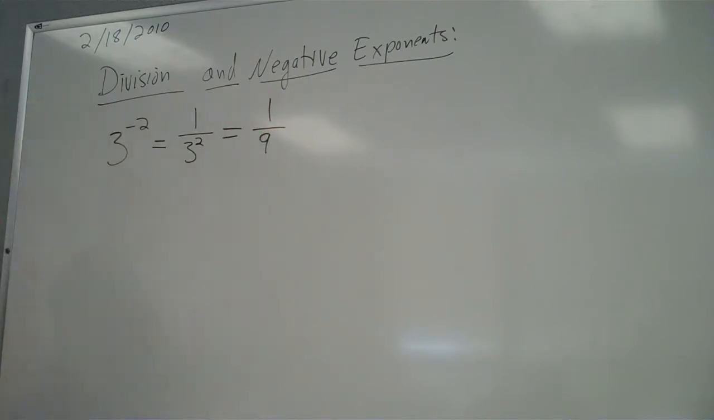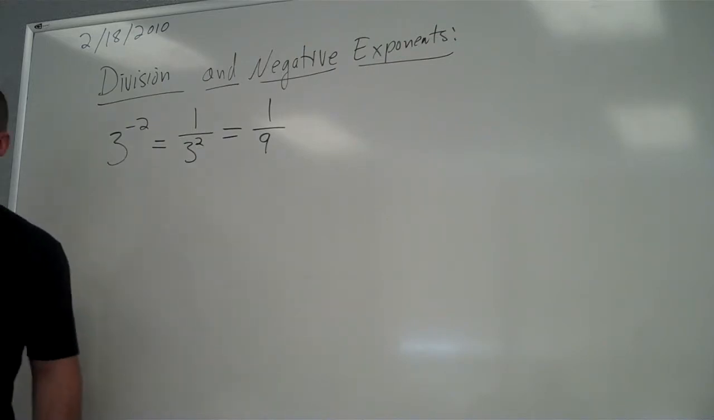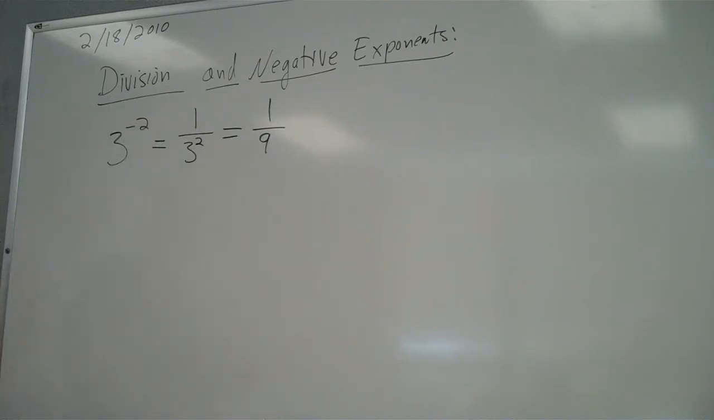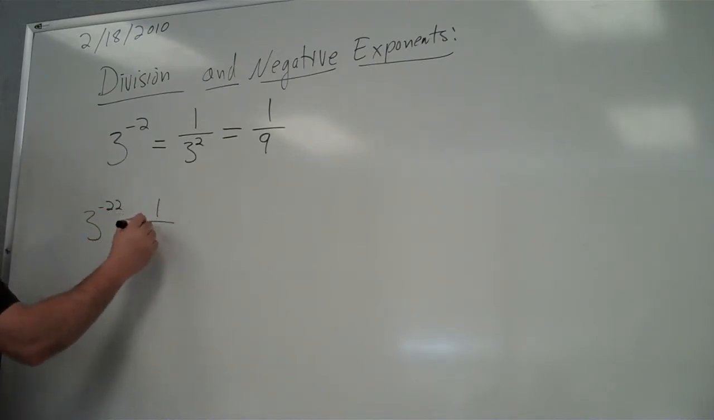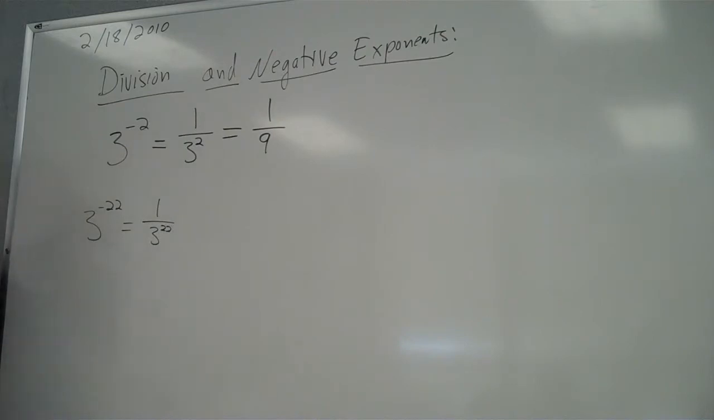I'm hoping you can multiply 3 times 3 by the time you get to high school. Call me a wild-eyed optimist, but can we keep it as 1 over 3 to the 2nd? Like I said, before the next test, I'll give you guys some guidance on what I want. If I say what is 3 to the negative 22nd power, then I would like you to just keep it as 1 over 3 to the positive 22nd. I don't care what this is. It's huge. It's so huge that your calculator can't even do it.